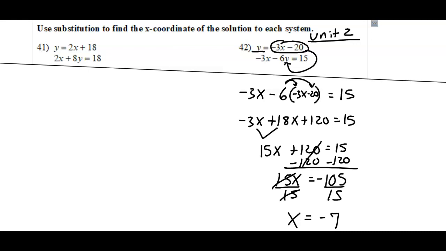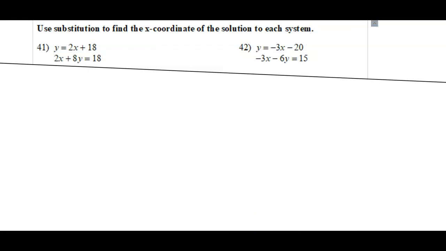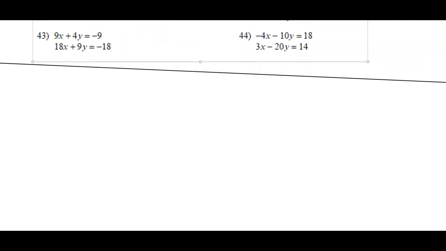Now the problem's only asking me to find the x-coordinates, so I'll stop there. That's my answer. But if you wanted to find the y value, you would plug it back in. You'd plug in -7 for x, and then you could solve for y. All right, but I'll stop there because we only want the x value. Let's go ahead and move on to the next question, number 44.